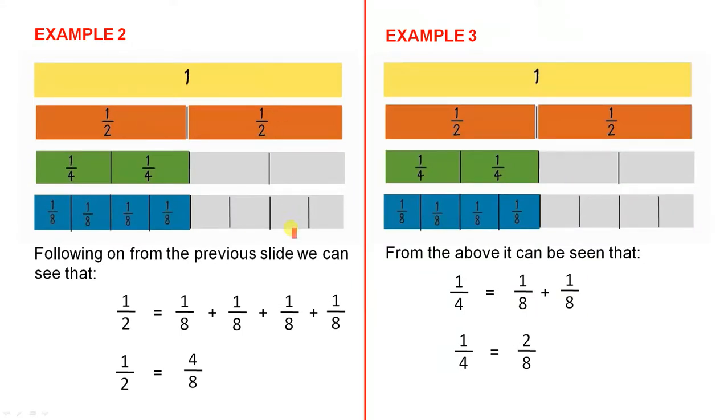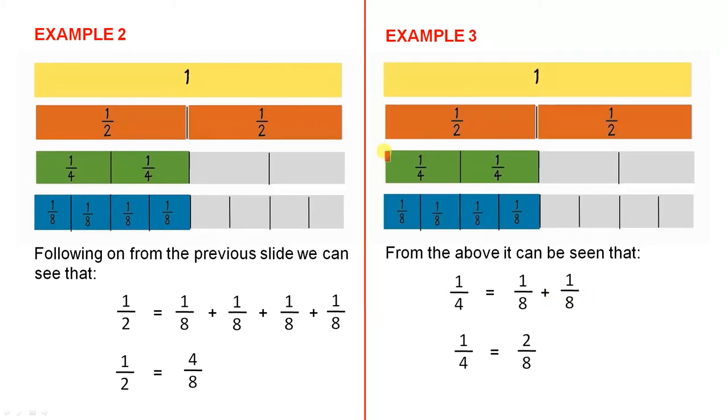Example 2. Following on from the previous slide, we can see that a half equals 1/8 plus 1/8 plus 1/8 plus 1/8. So this orange half here equals the sum of those four. So a half equals 4 over 8, because 1 plus 1 plus 1 plus 1 is 4, so a half equals 4 over 8.